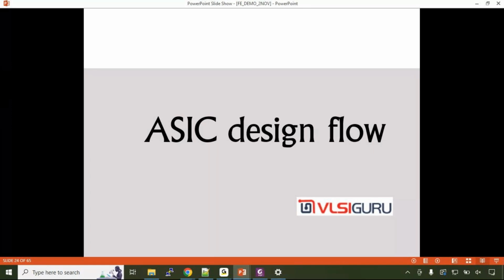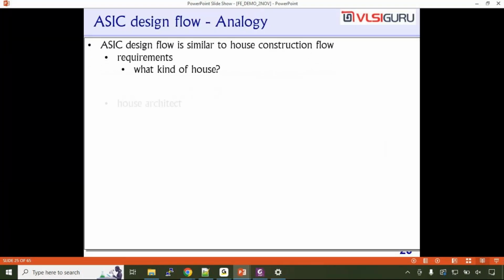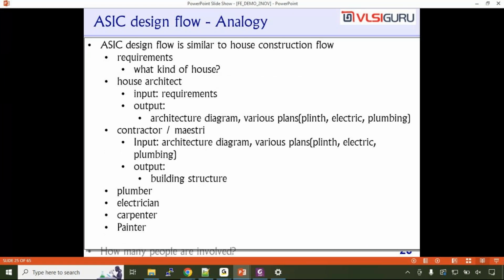Let's do another 10-15 minutes and go for a break after that. So now let us focus on ASIC design flow. So ASIC design flow, this is the analogy. Can you please read it once?